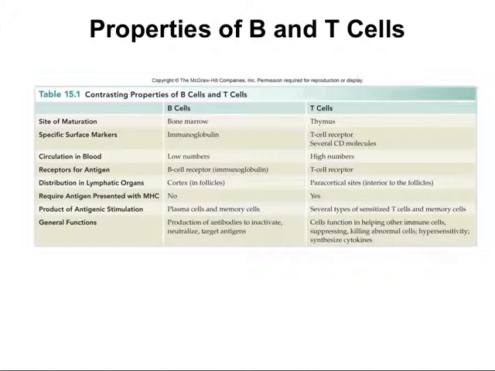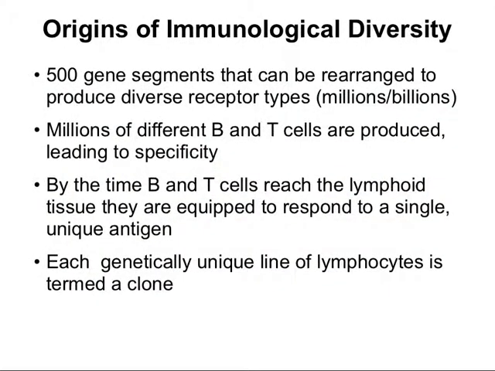It summarizes some of the different properties of B and T cells. For example, as I was just saying, where are they in the different lymphatic organs? The B cells are found mostly in the cortex areas, whereas T cells are found mostly in paracortical sites. The B cells have immunoglobulin cell markers, whereas T cells have the T cell receptor and then those extra CD molecules. So onto the idea of the immunoglobulins.